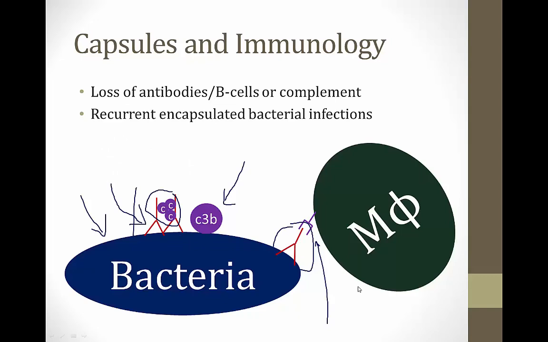And another high yield thing to know about this whole process is if you have a condition where you lose antibodies or B cells or complement, you will have problems with recurrent encapsulated bacterial infections. As I discussed in some of the immunology modules, there are certain conditions where antibodies are not produced effectively or where the complement system doesn't work, and encapsulated bacteria are the major pathogens that thrive in these situations.